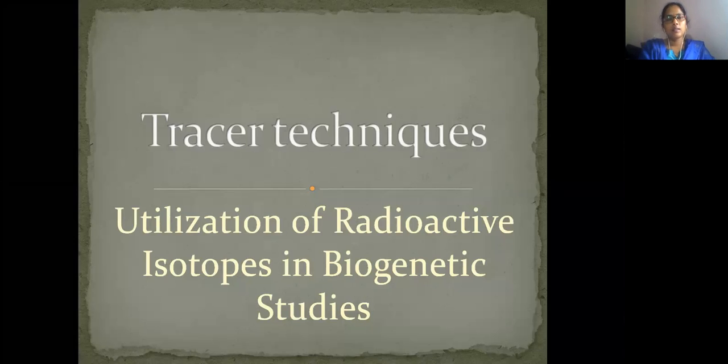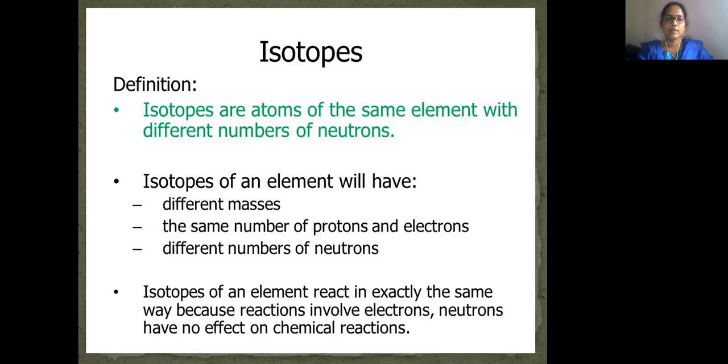So these tracer techniques include the utilization of radioactive isotopes. Generally, radioactive isotopes are used in establishing the steps involved in the biogenetic pathways. So what do you mean by isotopes? Isotopes are the atoms of the same element with a different number of neutrons.